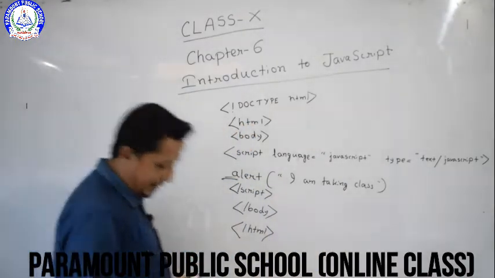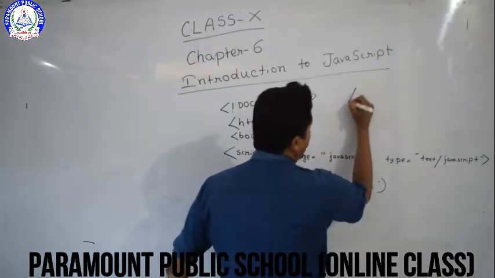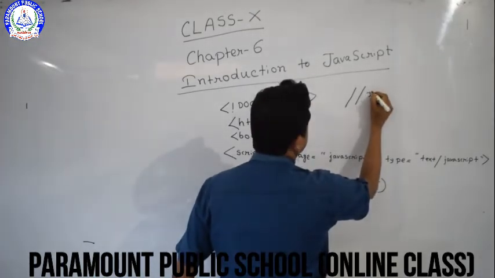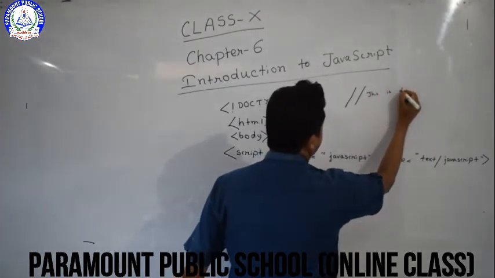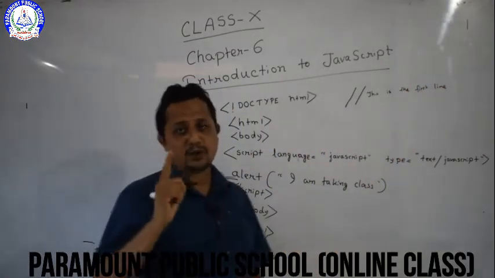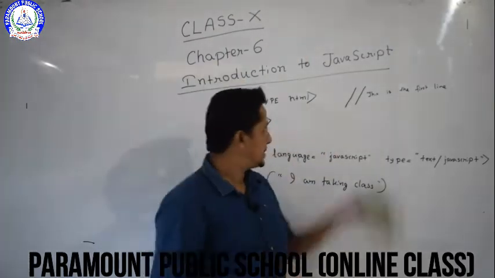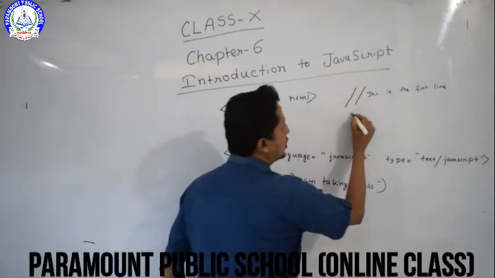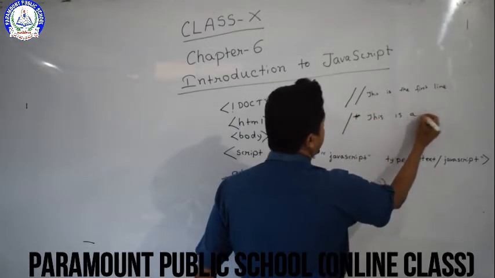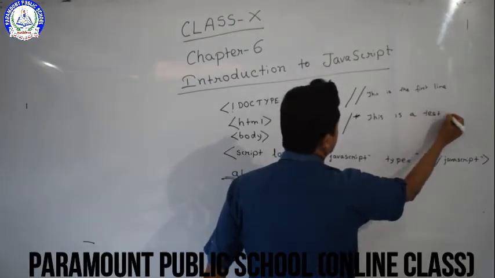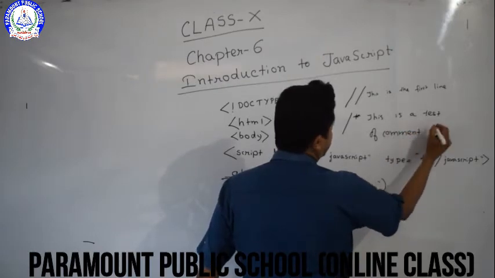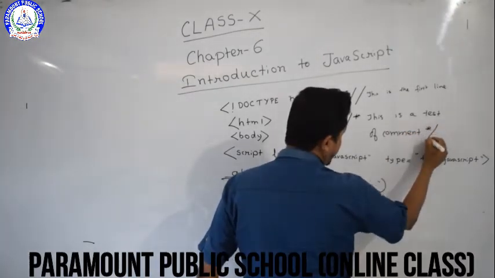The single line comment is basically written like this. Suppose, say, this is the first line. So if you want to write a single line comment, we write with double slash. If you want to write a multi-line comment, we write like this. This is a test of comment, then we keep asterisk and slash.